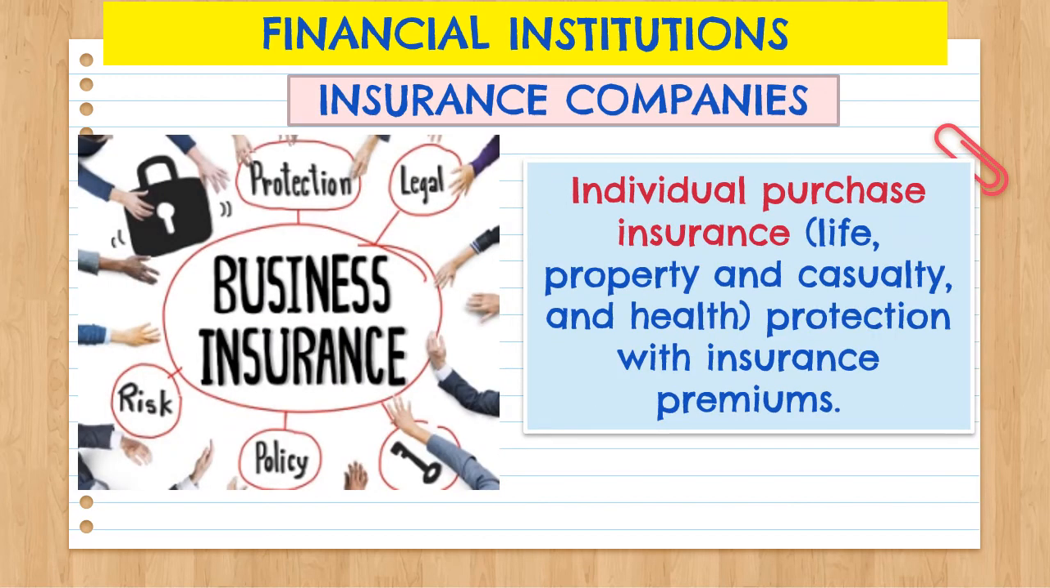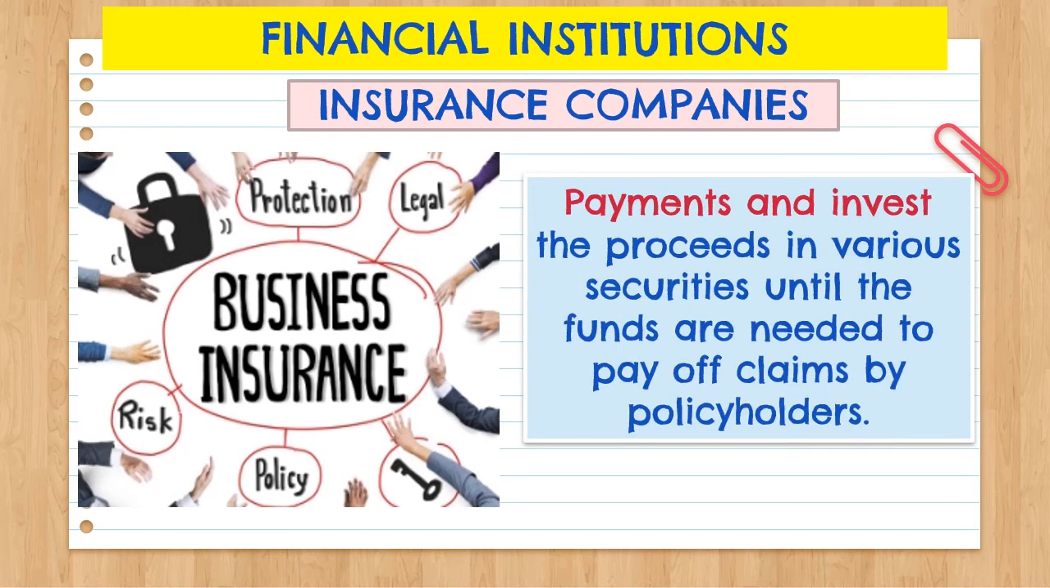We also have insurance companies. Individuals purchase insurance, like property and casualty and health protection, with insurance premiums. They also have business insurance. They collect payments and invest the proceeds in various securities until the funds are needed to pay off claims by a policy holder.